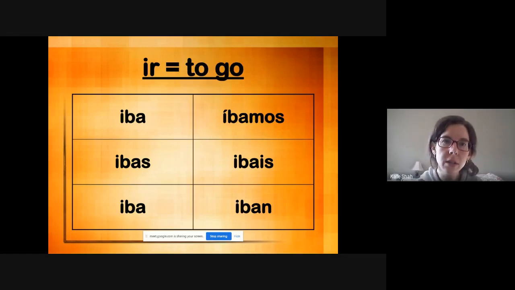Then we move on to ir, to go. Please make sure in your notes that you write that ir is to go, because you're going to be tempted to use these endings for your IR verbs. Don't get confused that ir and IR verbs are 2 different things. Ir likes to pretend that it's an AR verb in the imperfecto. Iba, ibas, iba, íbamos with an accent mark, ibais, iban.